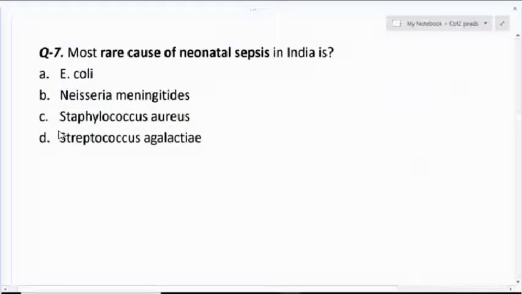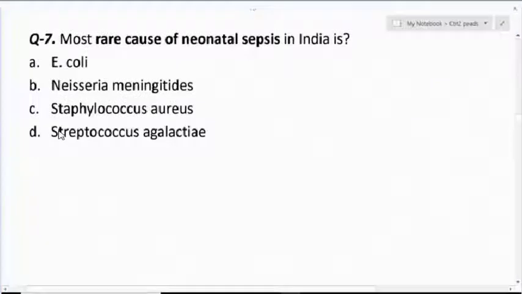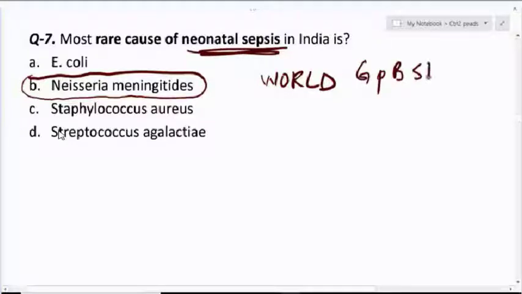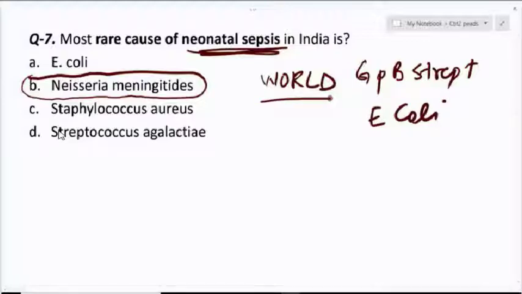Now this question is very important, about the most common cause of sepsis in India, which has come in your exam multiple times. Of course, Neisseria doesn't cause any problem in newborns. Neisseria is after 2 months of life. Remember, the most common cause of neonatal sepsis all over the world is group B streptococci followed by E. coli.